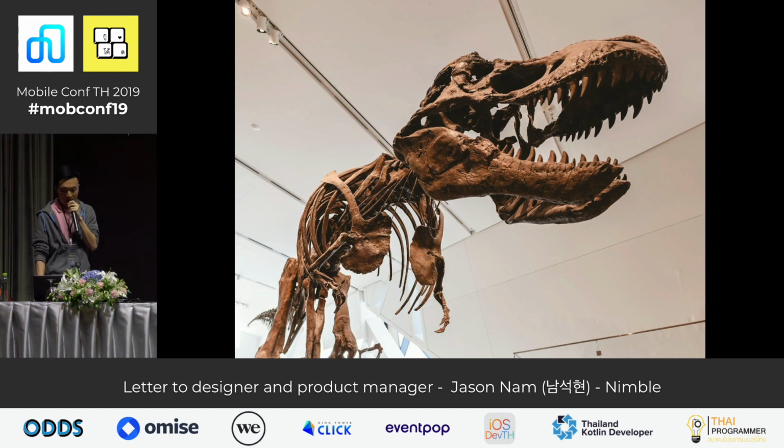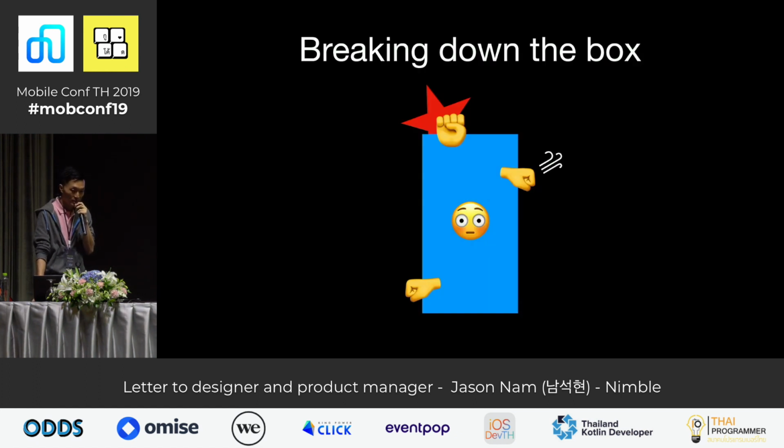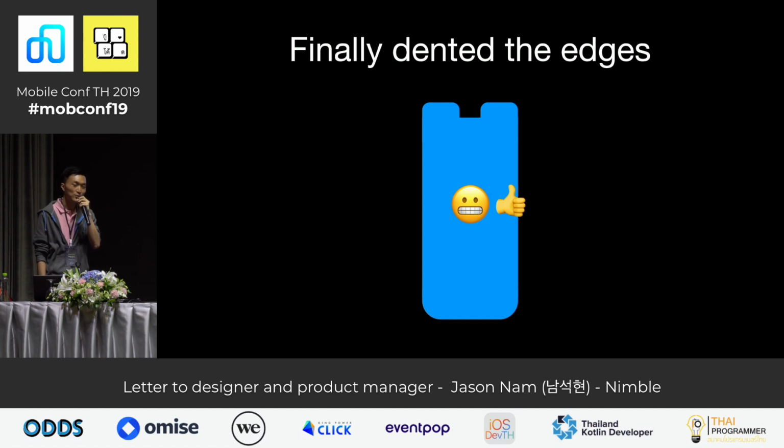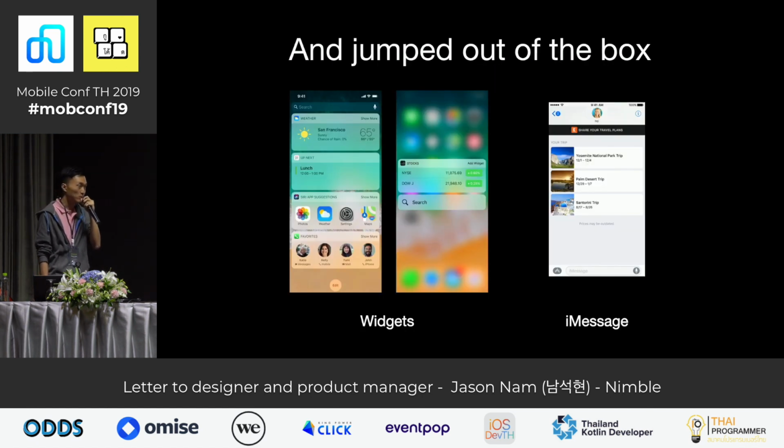And so the apps have been fighting hard to break down the box. The first concept was a box, a rectangular box taking the full screen, and the app has fought very hard to break down those boxes. And finally, recently, I think 2 years ago, it succeeded. It dented the edge of the screen. Basically they dented the edges, and more importantly, they also jumped out of the box.